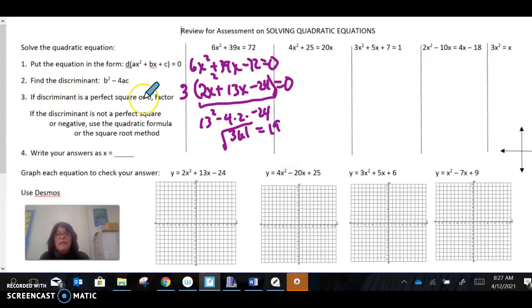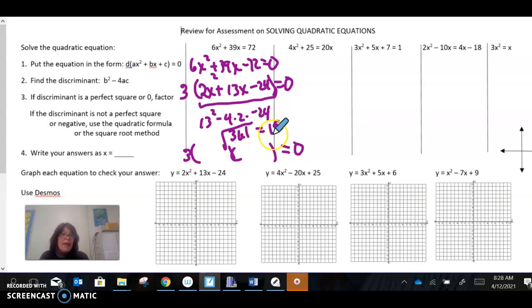If the discriminant is a perfect square or 0, that tells me I could factor this if I want. Maybe I don't want to. Maybe I want to use the quadratic formula. That's up to you, okay? But if it can factor, I think we've seen in class that sometimes that can be a little bit easier to deal with getting the answers.